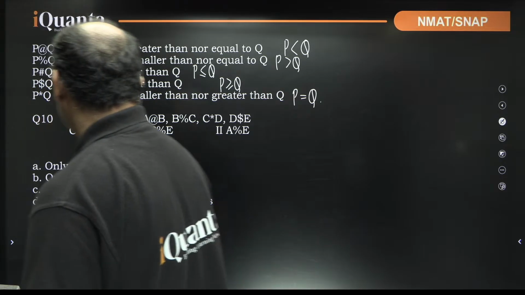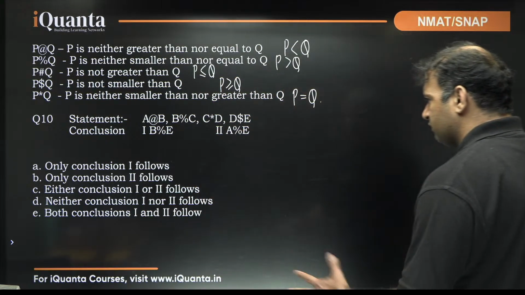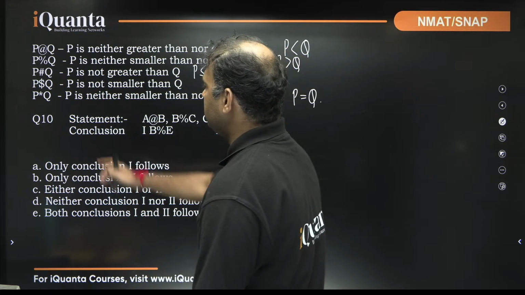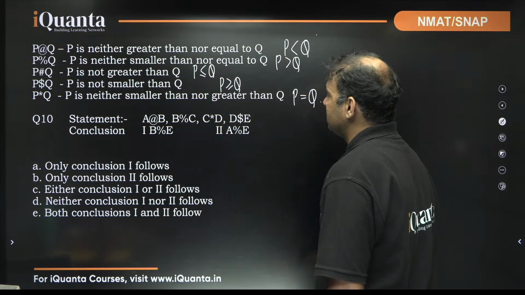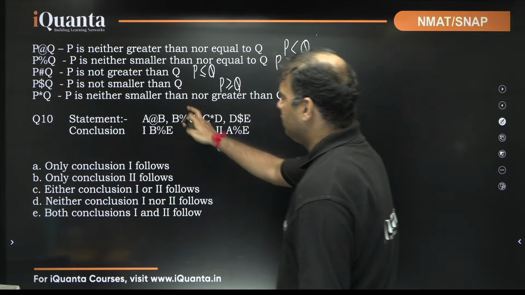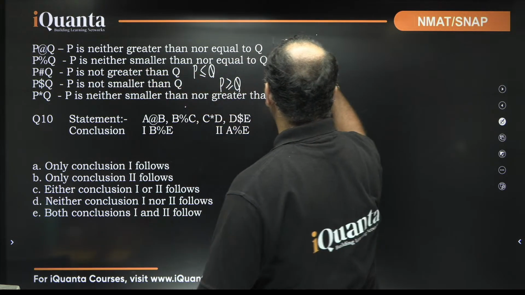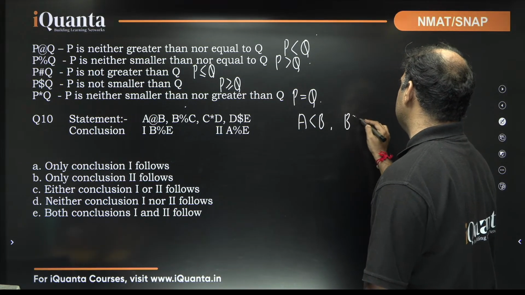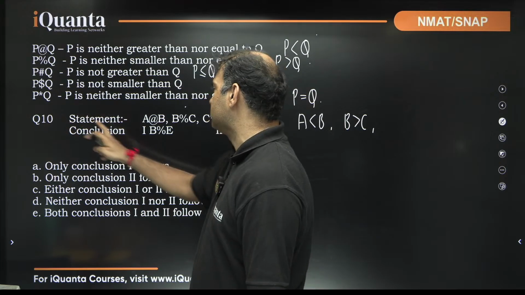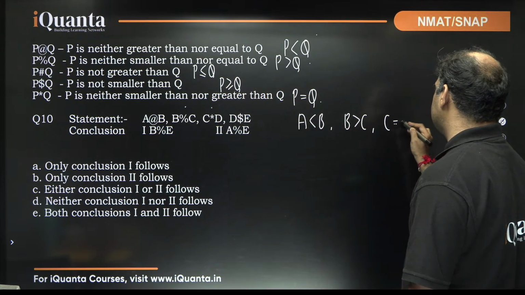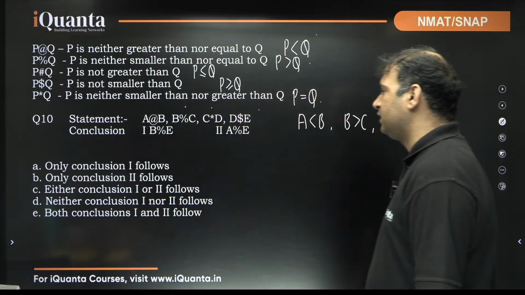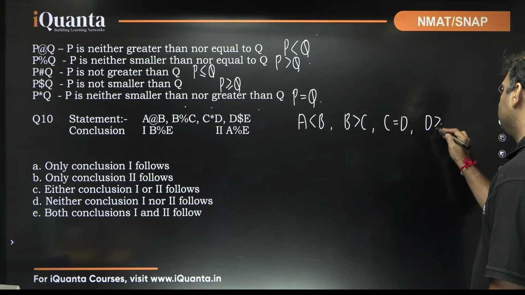Now coming to the questions, we have 3 statements, in fact 4 statements and 2 conclusions again, right? So they are saying A at the rate B. At the rate means, as I told you here, that A is less than B, right? So we are given A is less than B. Then we are given B percentage C. Percentage means greater than, so we can say B is greater than C, right? Next is C star D. Star means is equal to actually, so C is given equal to D. And the last one is D dollar E. Dollar means is greater than or equal to, right? So we can say D is greater than or equal to E over here.